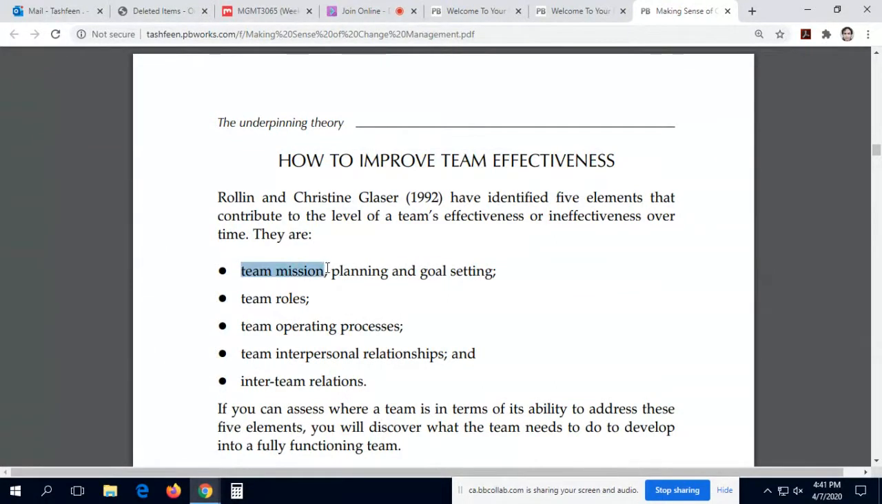You are seeing team vision, planning, goal setting, very important. You guys mentioned it. You are seeing team roles. You guys mentioned it. Team operating processes, procedures, in last class someone mentioned it. Team interpersonal relationships, in the last class people mentioned interpersonal relationship. Inter-team relations, inter-team problems, you guys kind of mentioned it in this session. But I'm not seeing interest, I'm not seeing passion, I'm not seeing the commitment to work in the team, those type of things. So those type of things you also need to take care of.